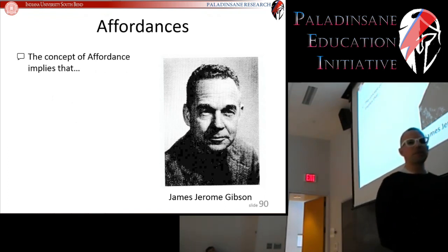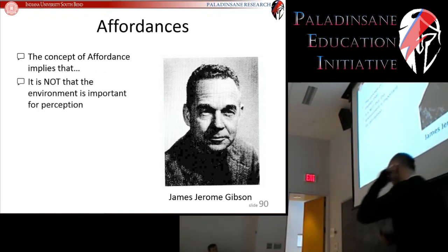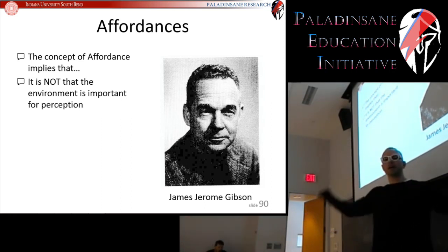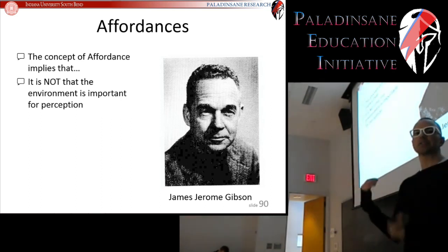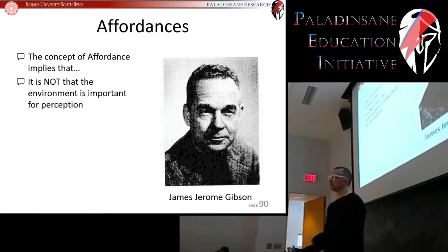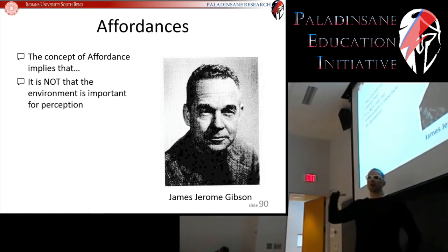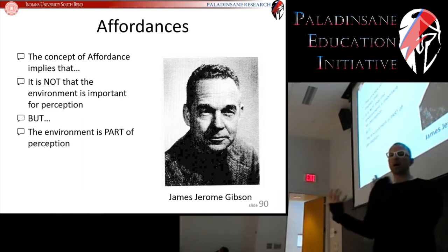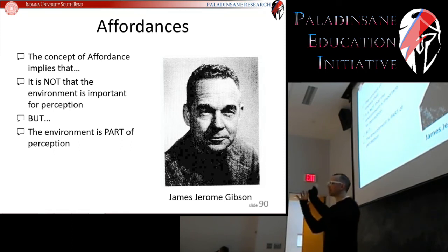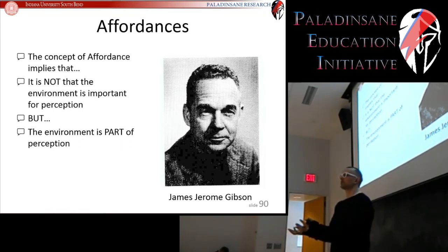So the concept of affordances kind of puts the final star in this idea of ecological psychology. It shows that the environment is not just important for perception, but the environment actually is part of perception. So it's not just that we perceive the environment, but the environment is part of our perceptual process. We're organisms, that's the environment, we are tied directly to it.